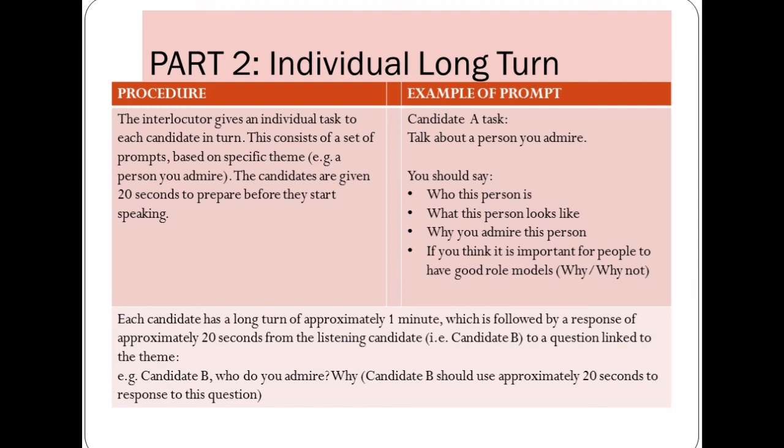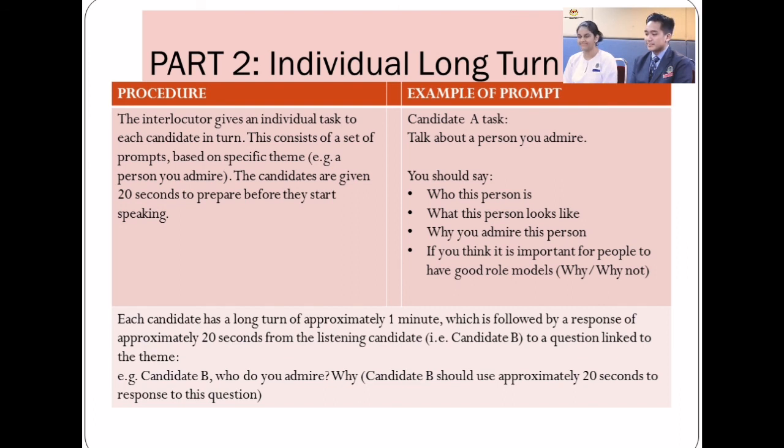This consists of a set of prompts based on specific theme, example, a person you admire. The candidates are given 20 seconds to prepare before they start speaking. Example of prompt: Candidate A task: talk about a person you admire. You should say who this person is, what this person looks like, why you admire this person. If you think it is important for people to have good role models, why not?